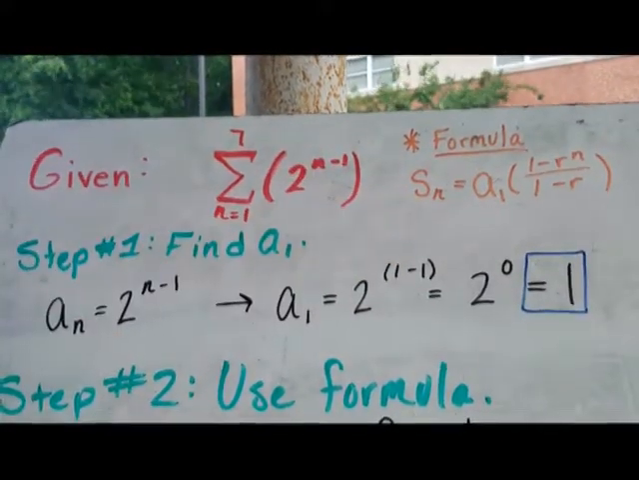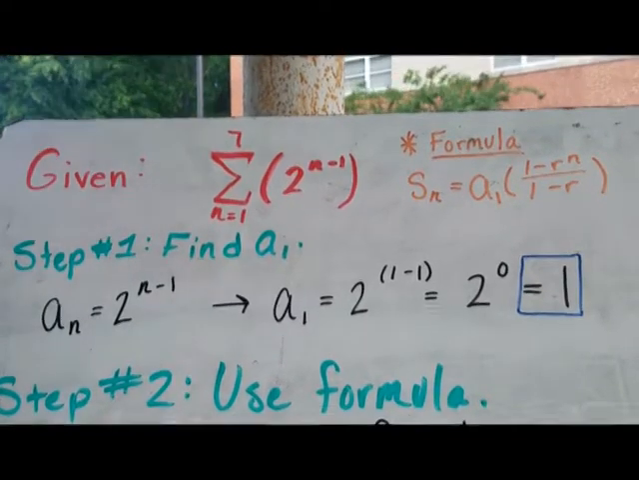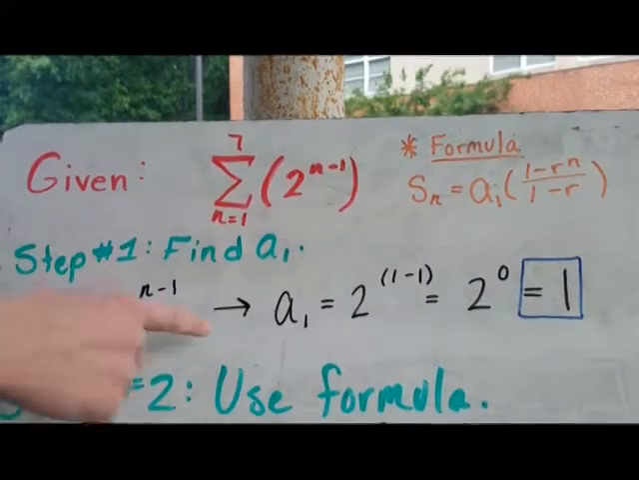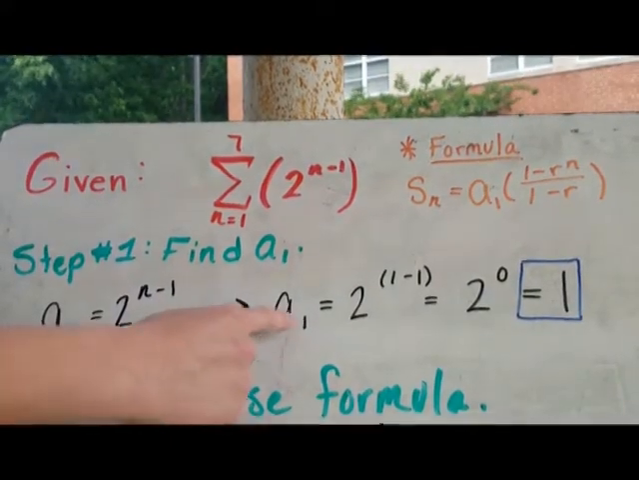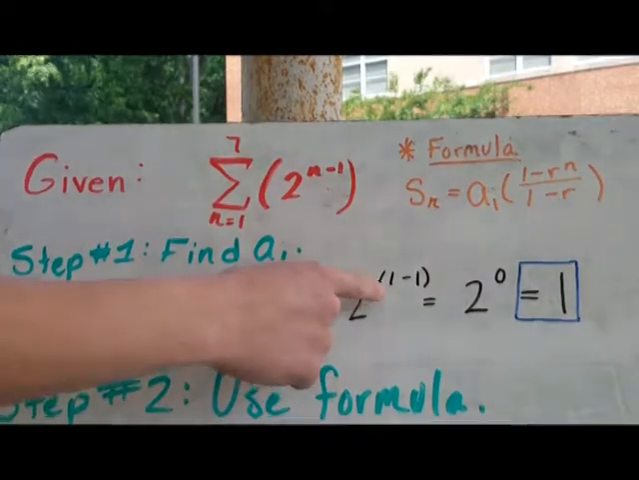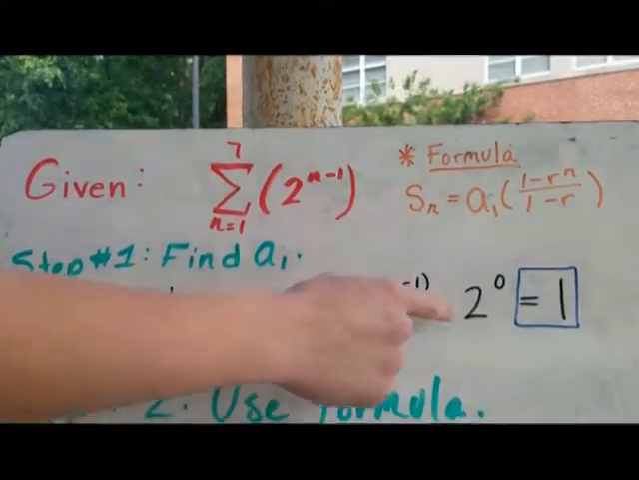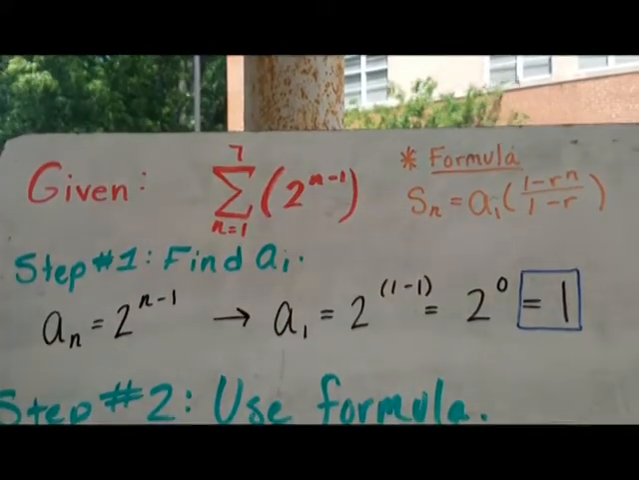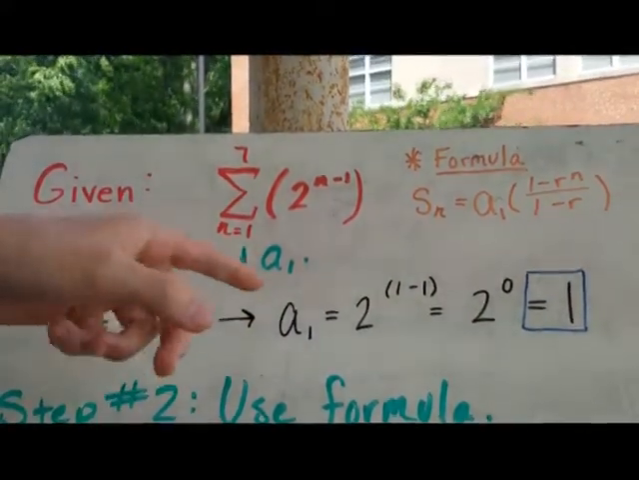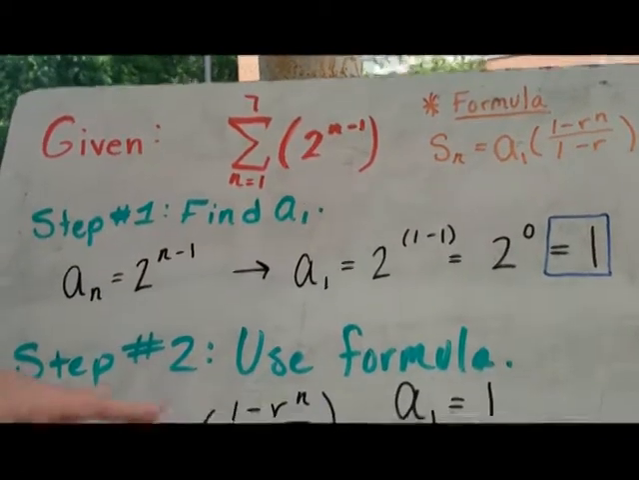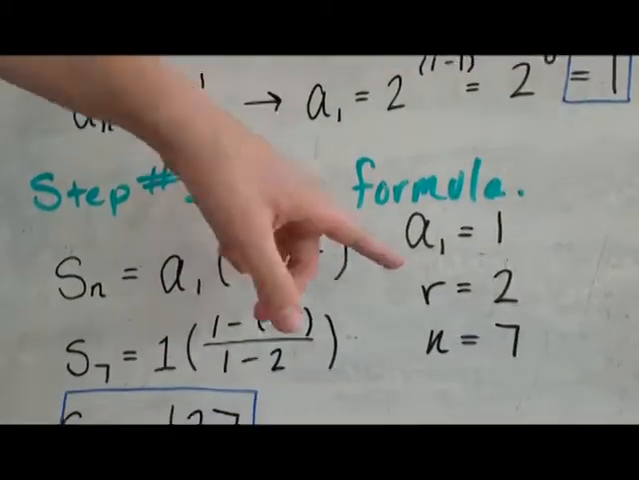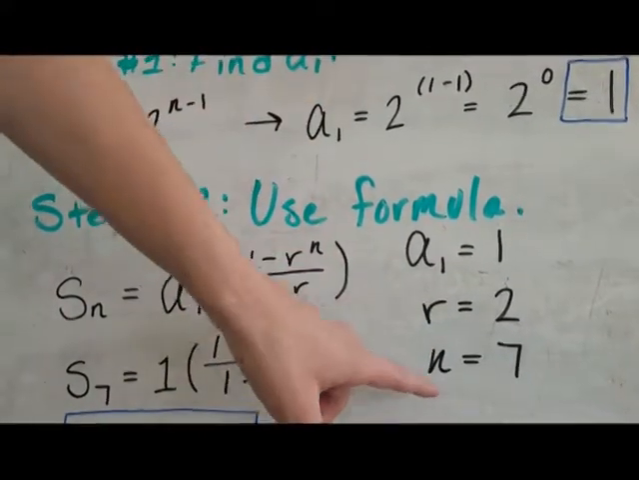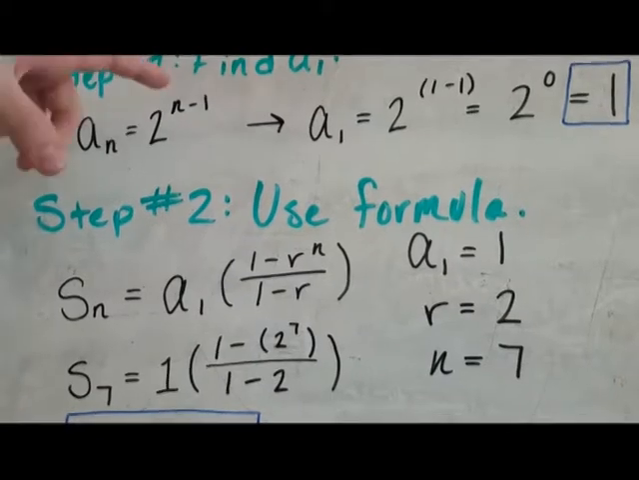So for this problem, we're given this, and we're going to be using this formula right here. So step 1 is to find a sub 1, and to do that you need a sub n equals 2 to the nth minus 1, which we're solving for 1, so it's a sub 1 equals 2 to the 1 minus 1, which is 2 to the 0, and anything to the power of 0 is equal to 1. So now we know that a sub 1 is equal to 1. And with that value, we can plug it into the formula because we know that r is 2 based on our equation, and that n is 7 also based on the equation.